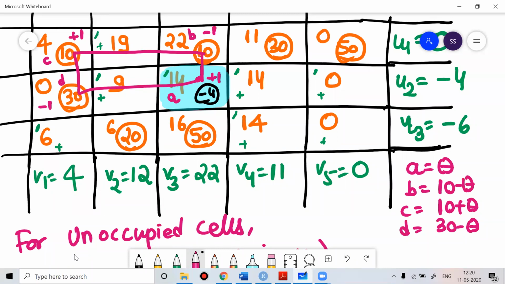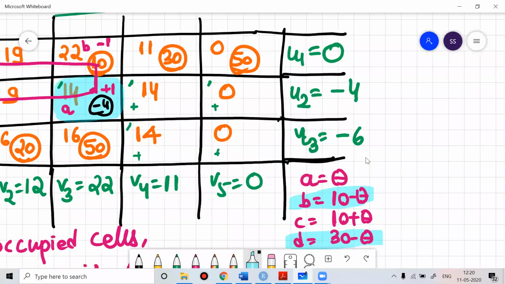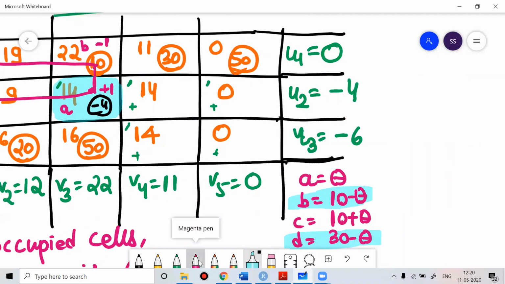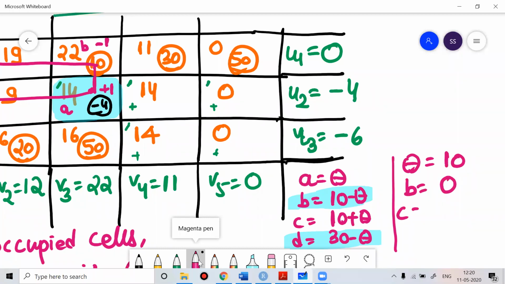Then out of all the negative theta values, you can see there are two, for B and D. Those are 10 minus theta and 30 minus theta. Out of that, find the value which is the lowest. The lowest value is 10, so theta is equal to 10. If theta is equal to 10, then B would be 0, C would be 10 plus 10 means 20, and D would be 30 minus 10 means 20. So those are the values we got for A, B, C, D.